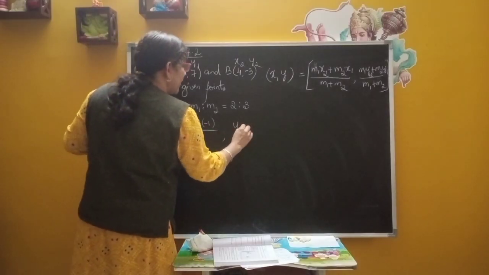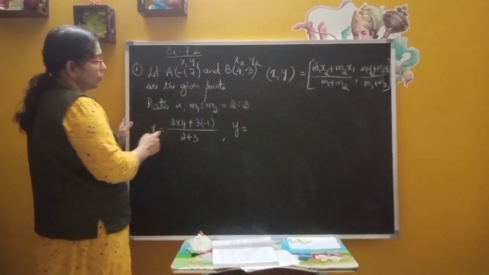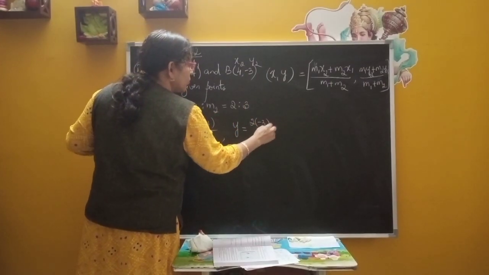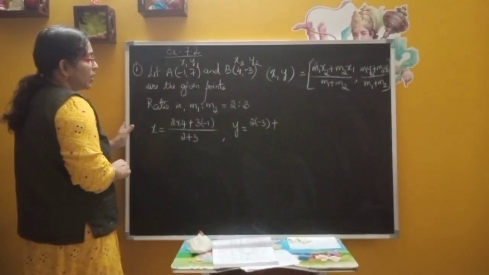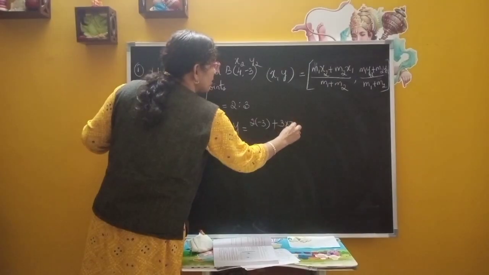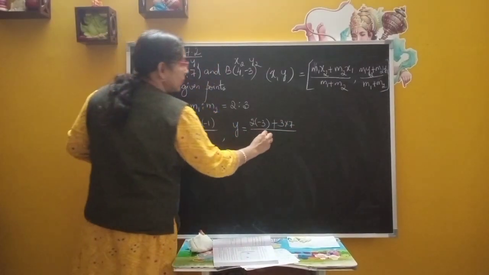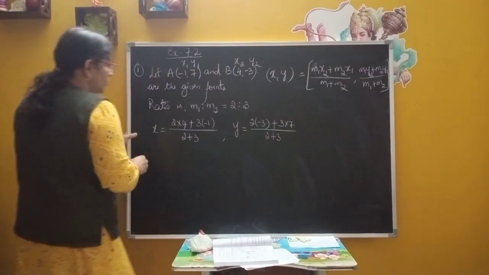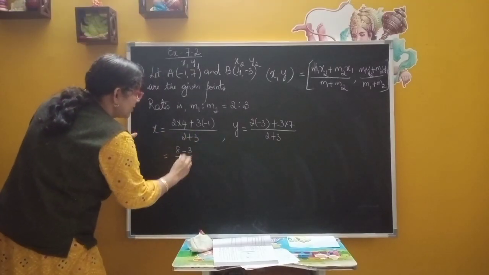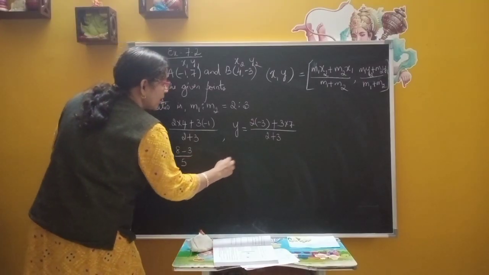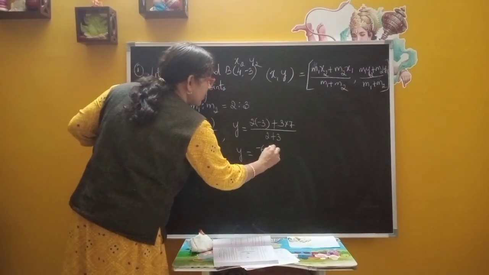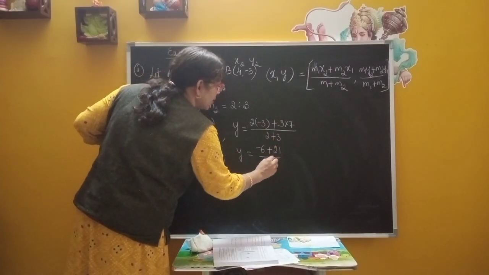Then other coordinate y is equal to m1 y2, which is m1 is 2, y2 is minus 3. 2 into minus 3 plus m2 y1, 3 into y1 is 7. 3 into 7 divided by here also 2 plus 3. Okay, so 2 4s are 8, 3 1s are 3, 8 minus 3, 2 plus 3 is 5. Here y is equal to, what do we get? 2 into minus 3, minus 6 plus 21 by 2 plus 3, 5.